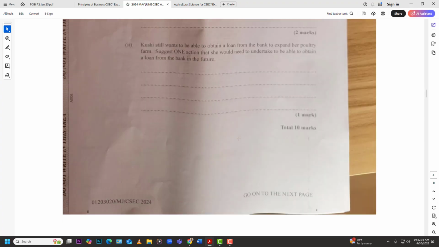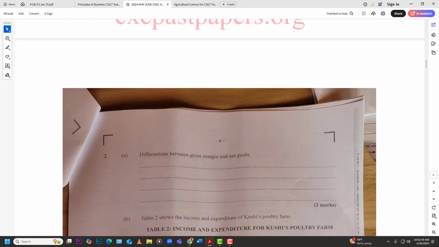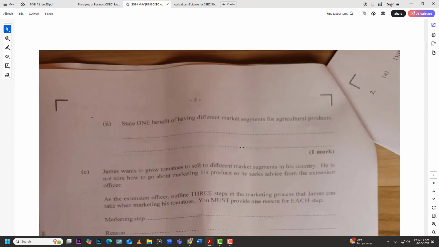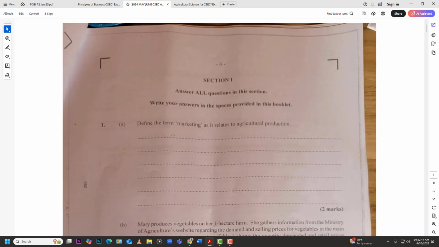All right, so that's basically it for section, what section is that? Section 1, right? That's the business of agriculture right there for section 1. So you're able to do that, answer those questions, and you get your full marks. All right, so that's it.